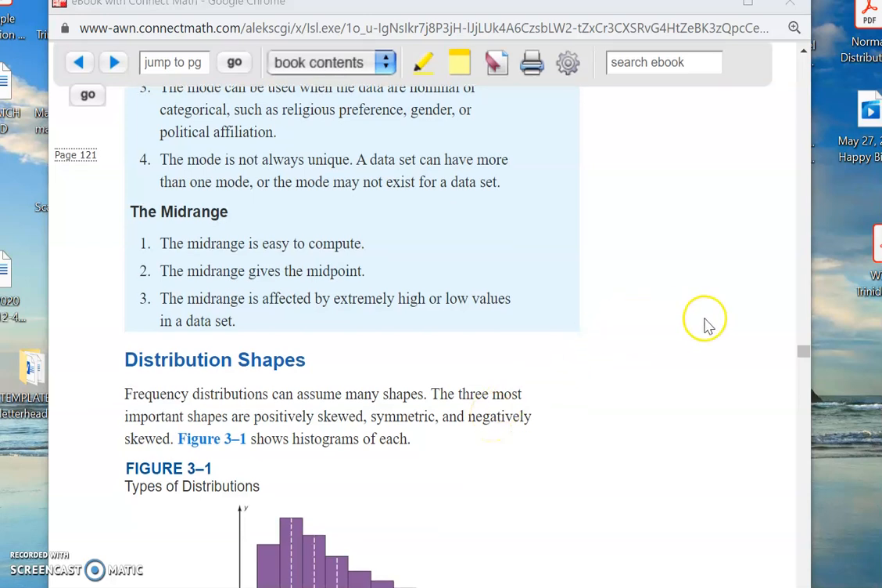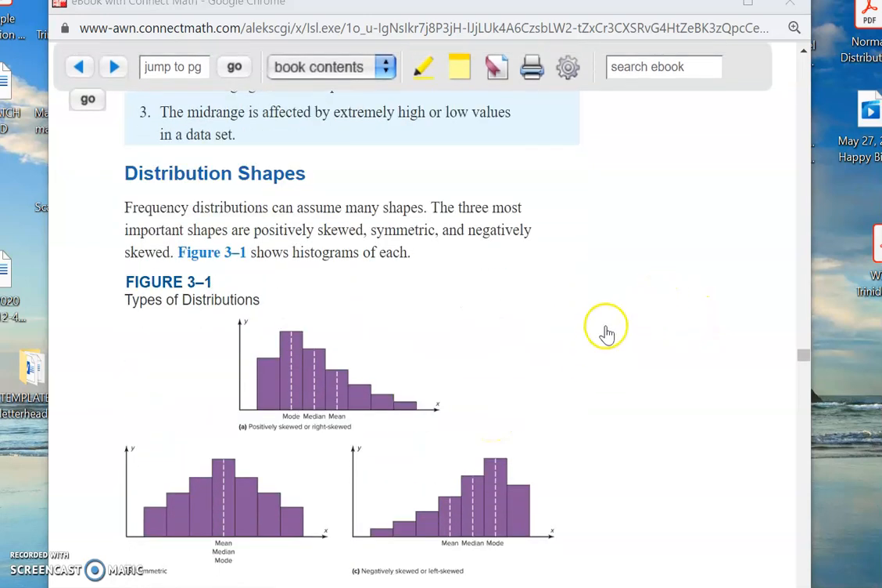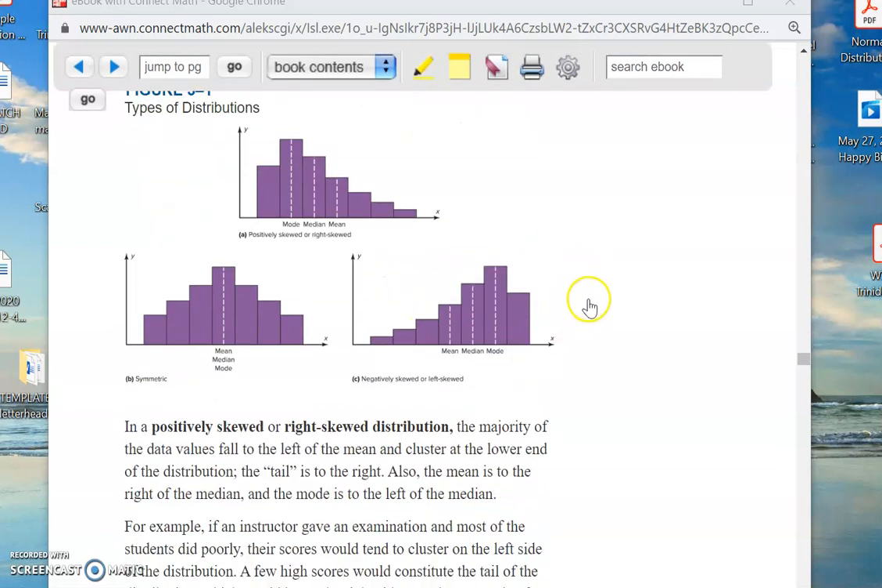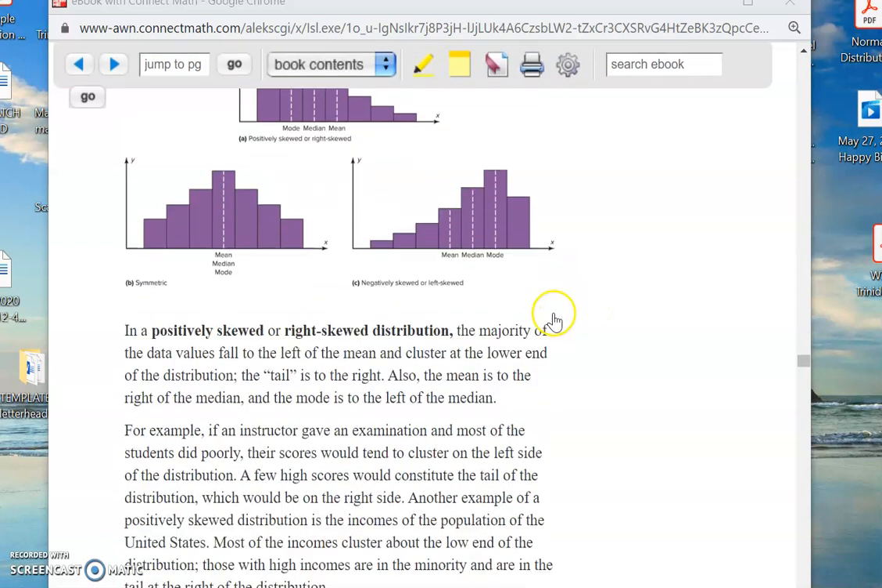Okay, and I think we may have mentioned this before, talking about distribution shapes. We talk about that being skewed or not skewed. They can be symmetric or negatively skewed. I can't really add anything to what the author says, so I'm not going to try to explain this. I think it's pretty clearly written.